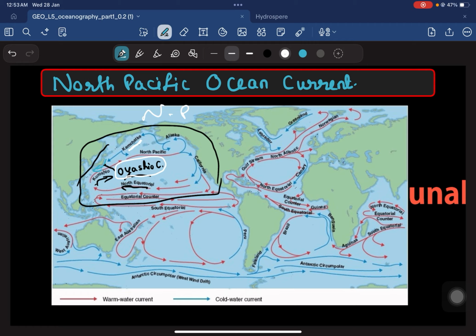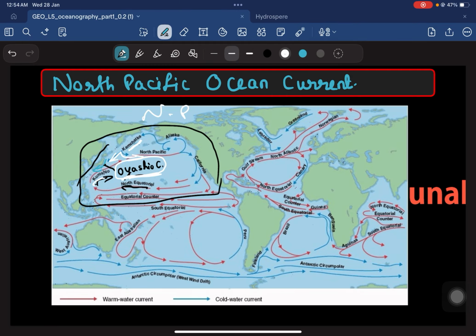It will deflect into two currents. One current will become the Oyashio current. This Oyashio current is a cold current. It will mix up or meet with the Kuroshio current. Kuroshio current is a warm current. Oyashio current is a cold current. This Oyashio current is a branch of the Kamchatka current.